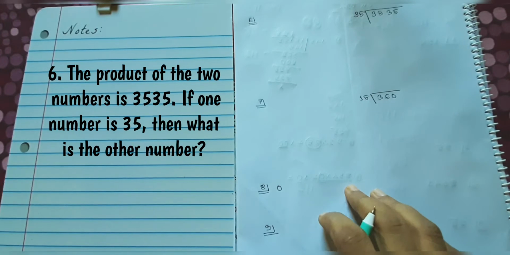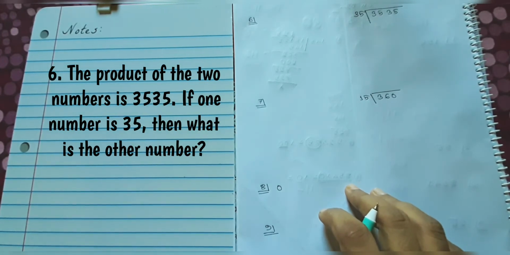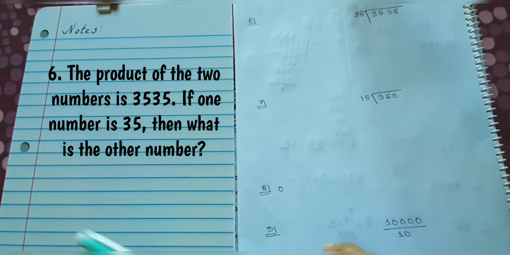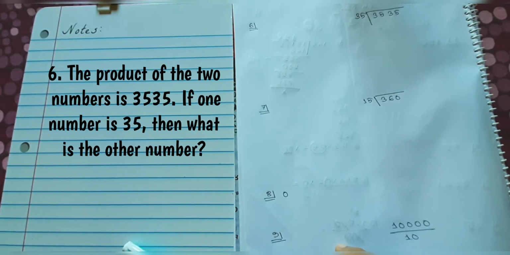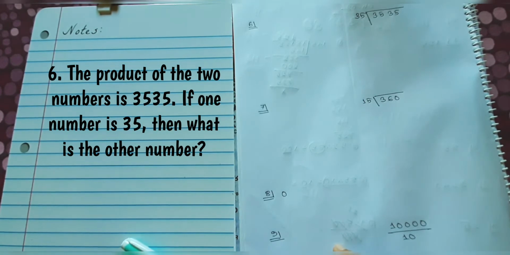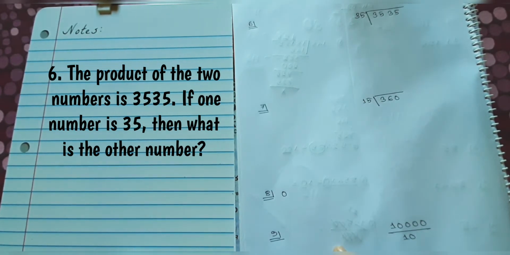Now math number 6. In the question, they say, you can see it is over here, the product of 2 numbers is 3535. Okay, that means 3535. If one number is 35, then what is the other number?